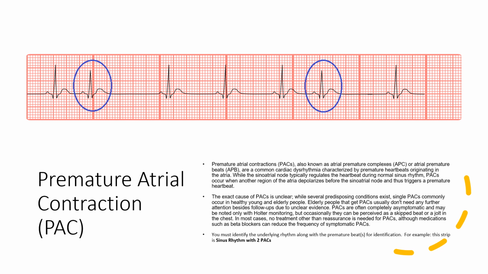So when we measure out the rest of the characteristics, PACs will look just like the rhythm that they are occurring with. So we may have a PAC with a sinus rhythm, a sinus bradycardia, a sinus tachycardia. You can even have a PAC with things like AFib and aflutter, but for our purposes, we're only going to be looking at PACs that occur with another sinus rhythm or a sinus dysrhythmia.